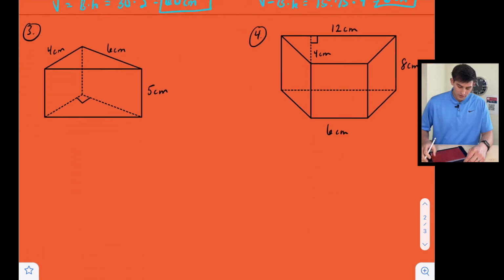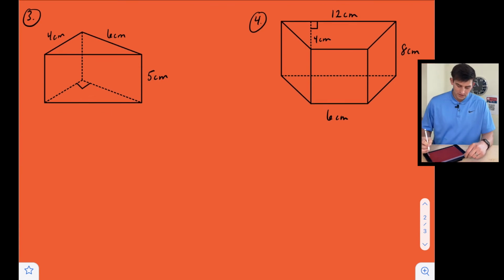All right, number 3, we're going to look at another triangular prism. And once again, the base of our prism is a triangle. So for our area of the base, we are going to do 1/2 base times height. So 1/2 times 4 times 6, and that's going to give us 12. So we'll put a box around that, and now we're going to find our volume. So volume is base times height. Well, we just found the area of the base was 12, and our height here is 5. Okay, so we get 60 cubic centimeters.